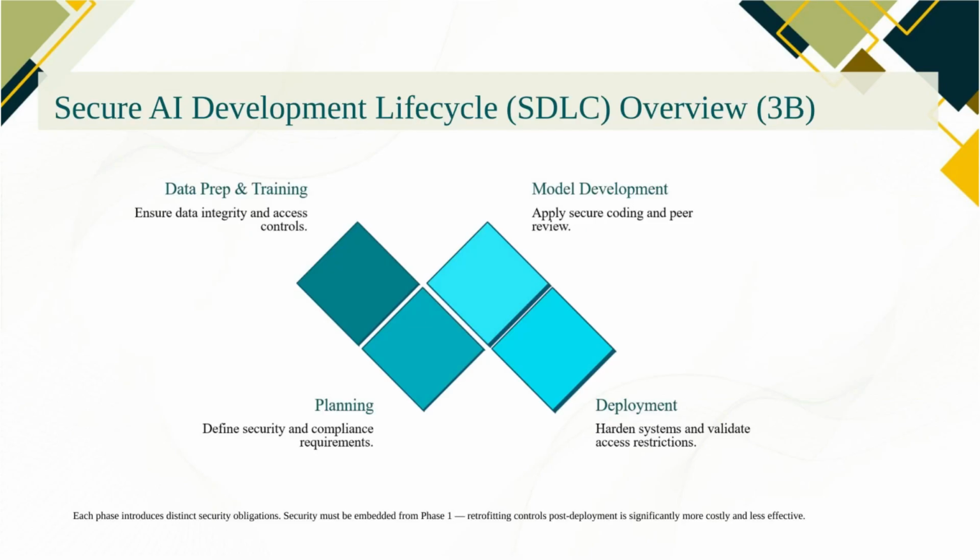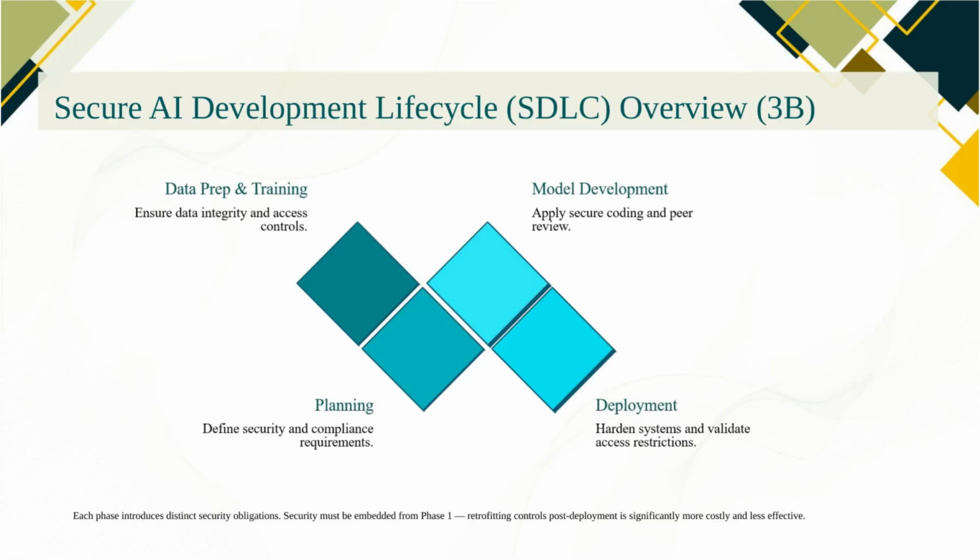Phase 1 is planning. Define security requirements alongside AI functional requirements. If security is not a requirement from day 1, it will be a problem on day 100. Phase 2 is data preparation and training. Validate data integrity, implement access controls, track provenance.